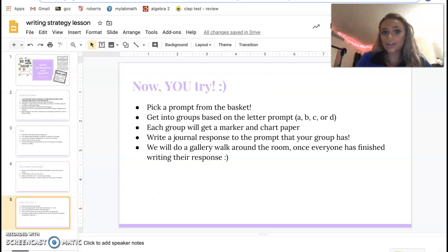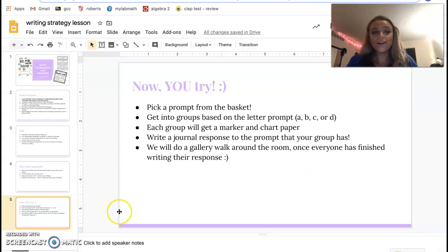But today, you are going to try now, and you're going to pick a prompt from the basket and get into groups based on the letter prompt that you choose, which will be A, B, C, or D. Each group is going to get a marker and chart paper, and you're going to write a journal response to the prompt that your group has. And after, we're going to do a gallery walk around the room once everyone has finished writing their responses to see how you guys did with your journal responses. So we will see.